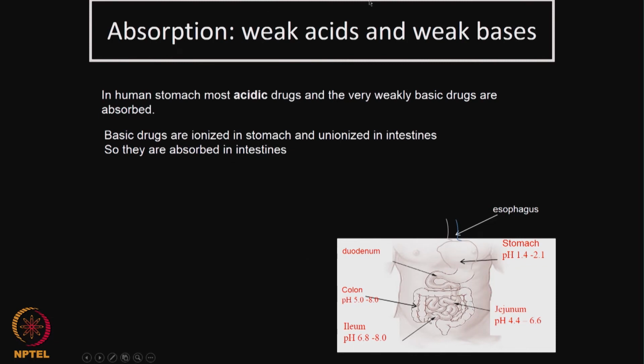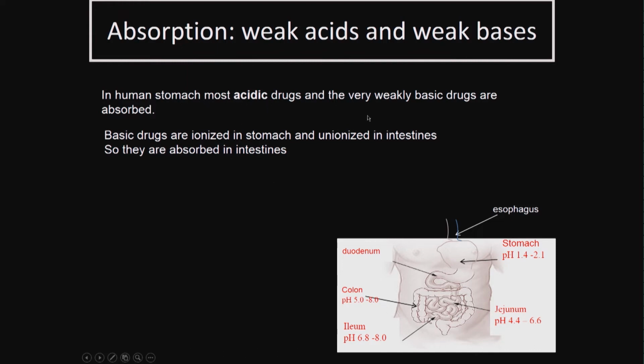So we said absorption, we looked at the weak acids and weak bases because they are very important. The pH inside the GI region changes tremendously. For example, the pH in the stomach is 1.4 to 2.1, then the drug may go to the duodenum, then it keeps traveling, jejunum where the pH is 4.4 to 6.6, ileum pH is 6.8 to 8, and then colon 5 to 8. So there is a large variation in the pH starting from very highly acidic to basic.